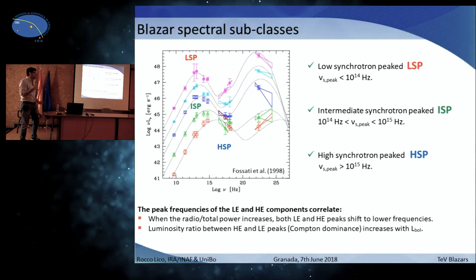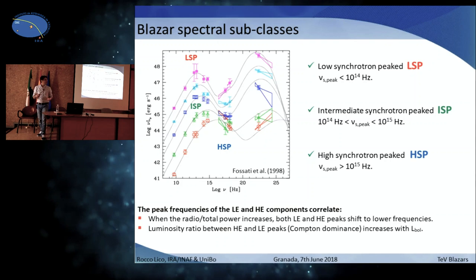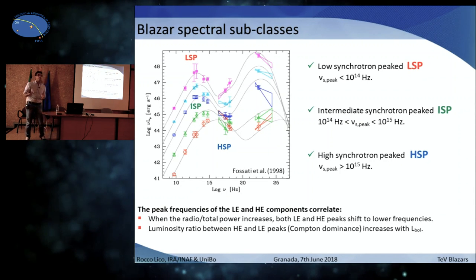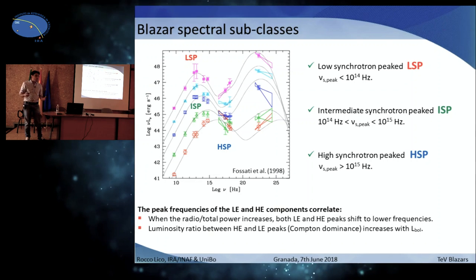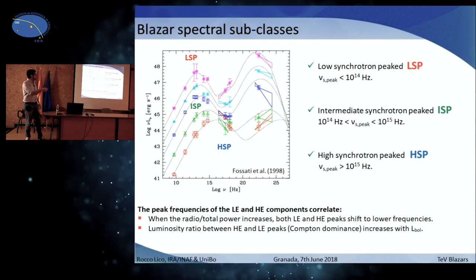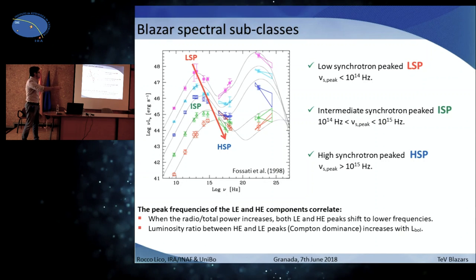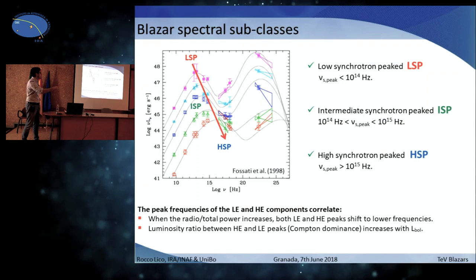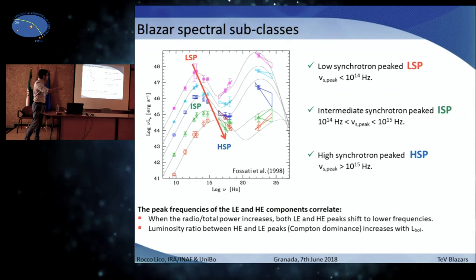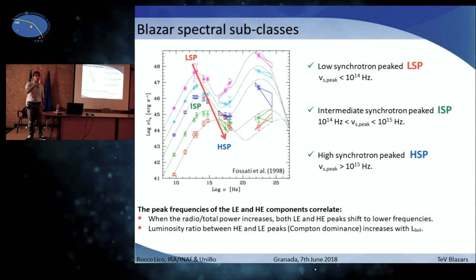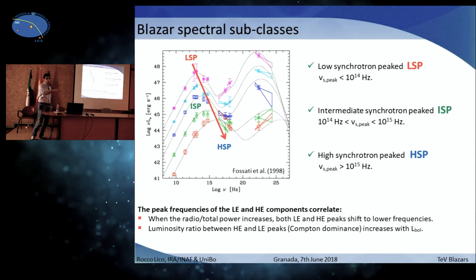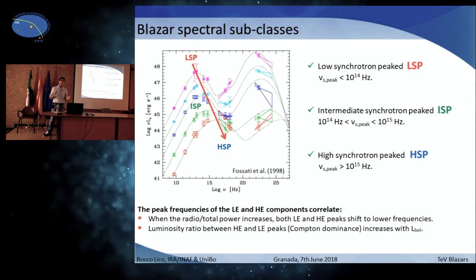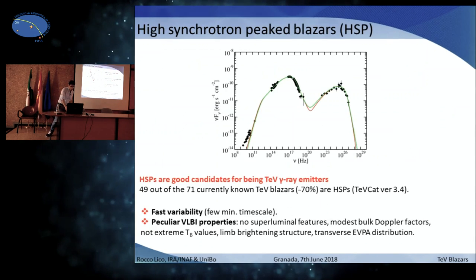So they are very interesting because they allow us to investigate the behavior of the emission mechanism in some of the most extreme environments. And just to give you an idea, in this plot, BL Lacs are in this region, so let's say flat spectrum radio quasars are in general of low synchrotron peaked type, while BL Lacs are in general of high synchrotron peaked type. So this is just a general behavior, but of course it's not always like this. There also are some intermediate objects.